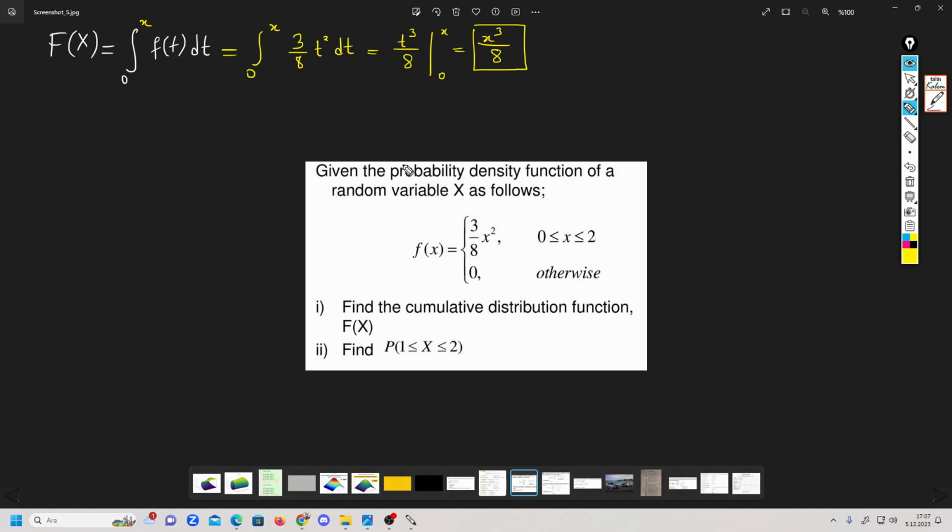So the cumulative distribution function, now I can construct it. Part A, capital F of x is equal to 0, x less than 0, x cubed divided by 8, and 1.